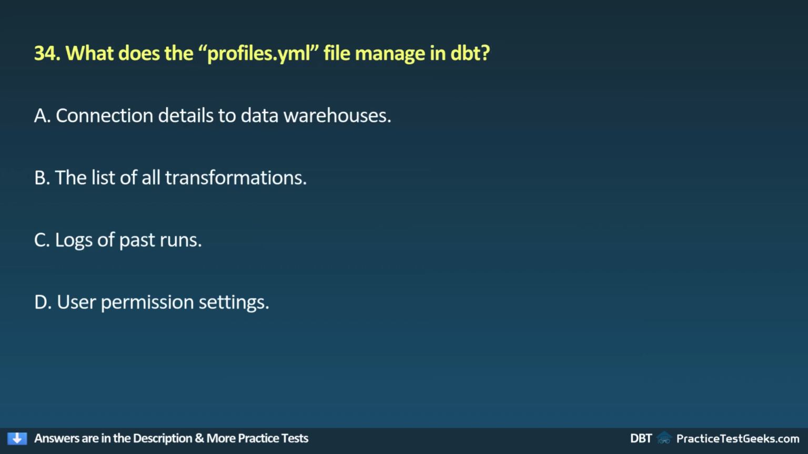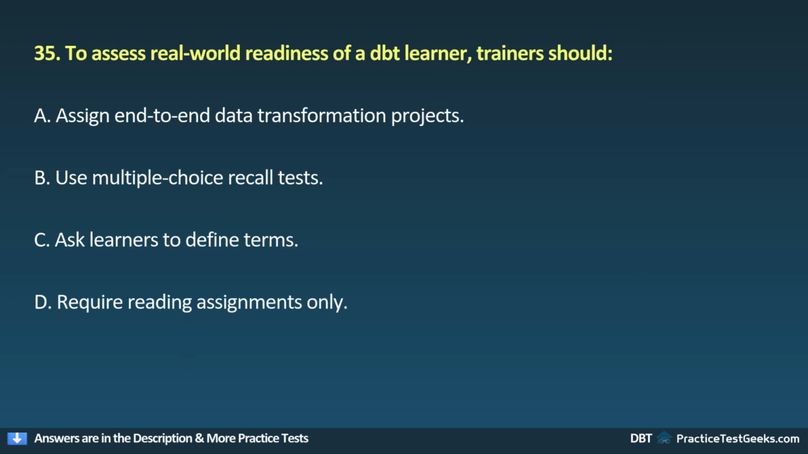34. What does the profiles.yml file manage in DBT? A. Connection details to data warehouses. B. The list of all transformations. C. Logs of past runs. D. User permission settings.